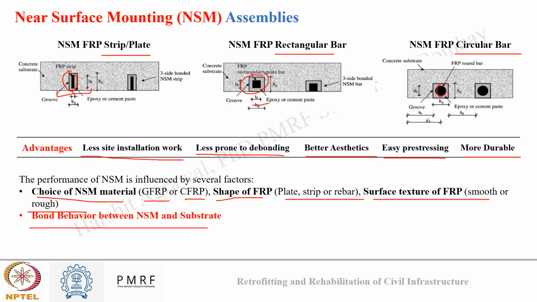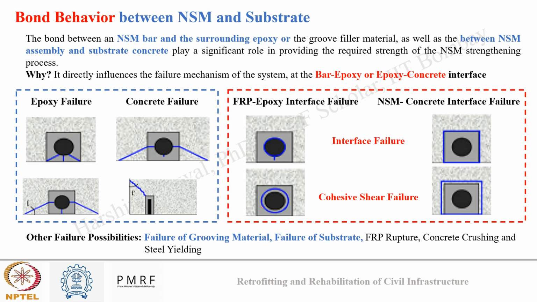Why? Because it will dictate both the load transfer between the two components and the failure pattern also. How? Let's see one by one. The bond between the NSM bar and the surrounding epoxy or groove material, as well as between the NSM assembly and the substrate concrete, plays a significant role in providing the required strength to the NSM strengthening process. Why? Because it directly influences the failure mechanism of the system.